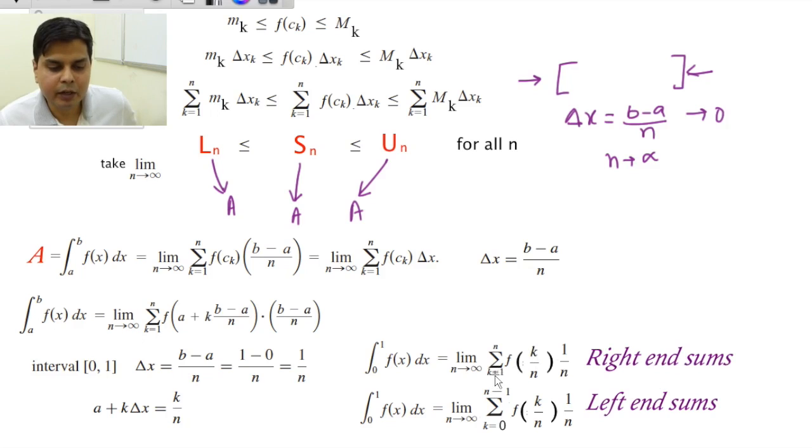Why? Because I have started my counting from k equal to 1 and finished at k equal to n. Same thing I can do if I use the index from k equal to 0 to n minus 1. In this case, this is called the left hand sum, because you are starting your calculation from the very first point a. In this calculation, I am starting from a plus k by n.